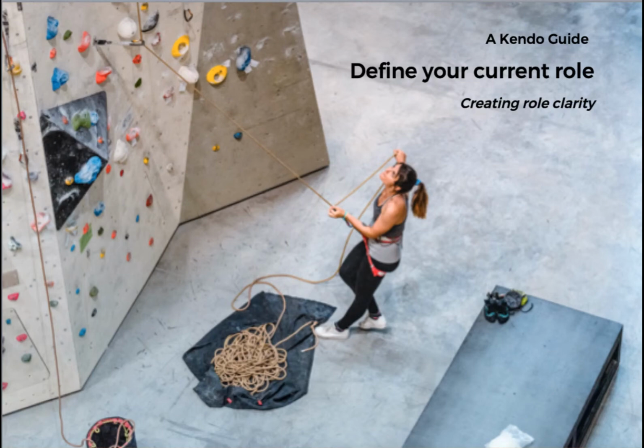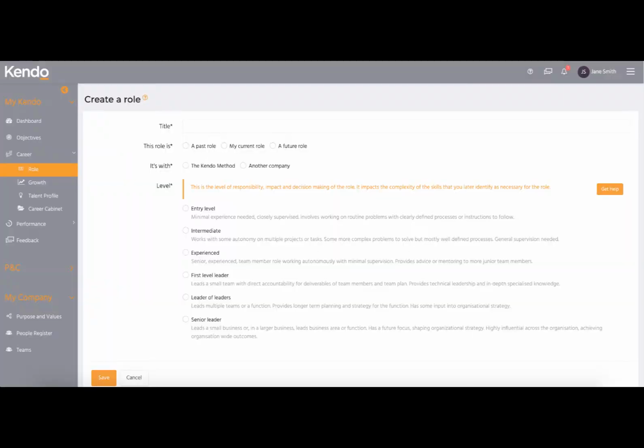Success in any job is about being clear on what's expected. Creating your current role allows you to describe the contribution your role will make, why it exists, and what it takes to be successful. It's more than a job description, which can be generic and out of date. Agree it with your manager so you're clear up front and there's no ambiguity.